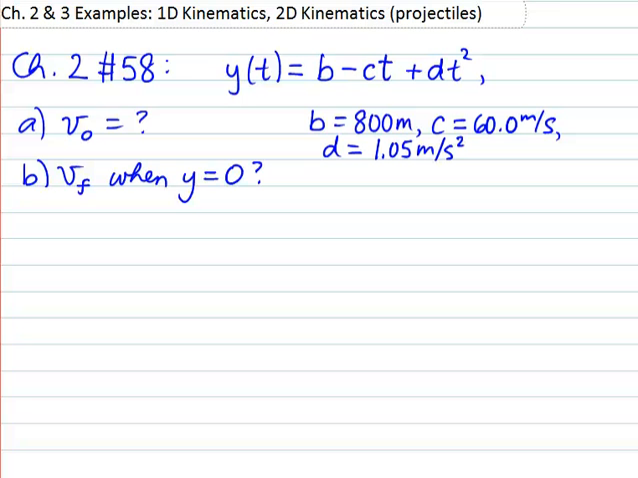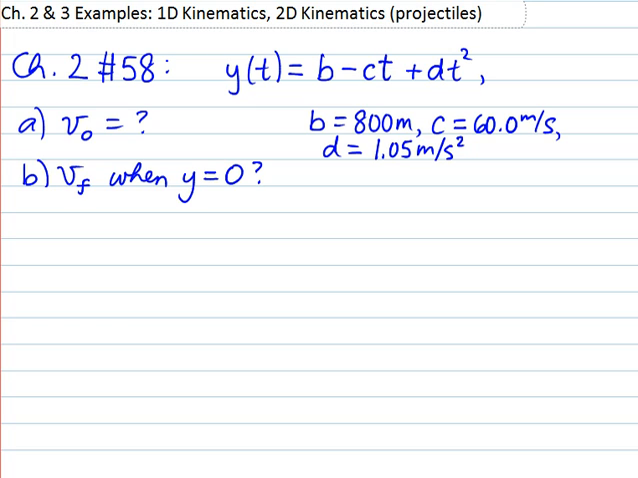Okay, welcome back everyone. So in this video we're going to be looking at kinematics, and the first example is from chapter 2, number 58, and it's a one-dimensional problem. And the second example will be from chapter 3, number 47, and it will be a two-dimensional problem. And so let's start with a 1D kinematics problem.